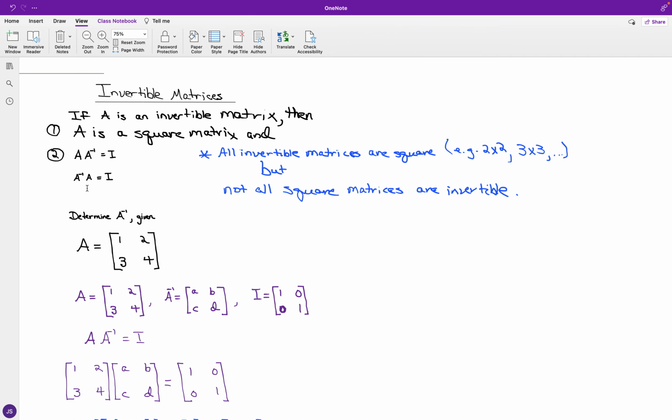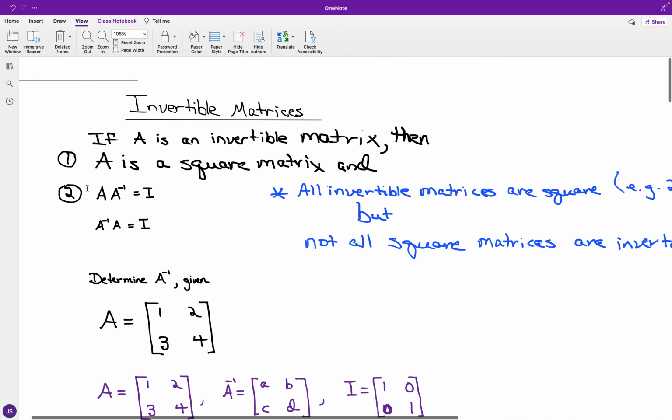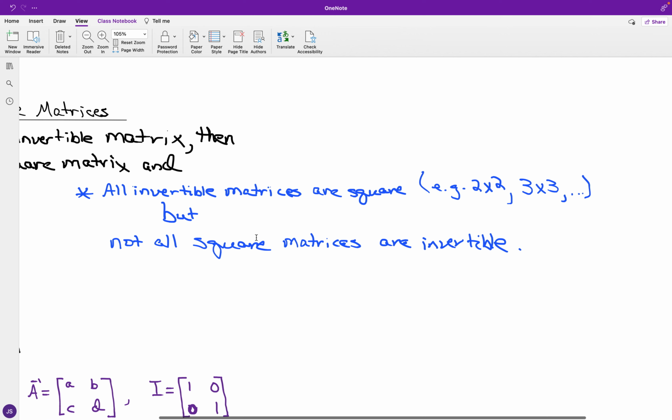Now let's say we have a square matrix. Before I get to the first example, all invertible matrices are square, like 2 by 2, 3 by 3 matrices, but the reverse case is not necessarily a guarantee. Not all square matrices are invertible.